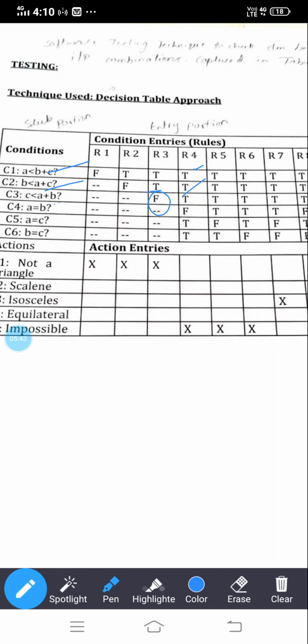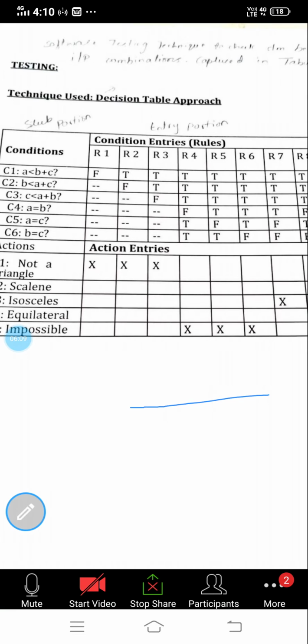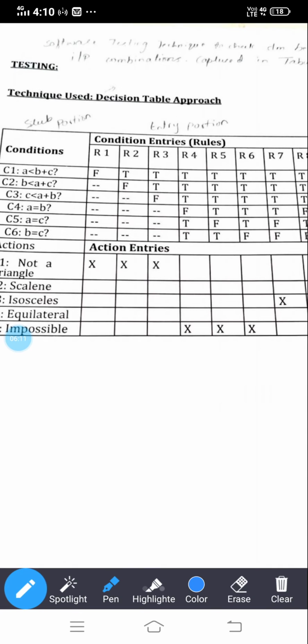All three conditions are true. First three conditions C1, C2, C3 are true. That means the triangle can be formed. If the triangle can be formed, then you have to determine what kind of triangle it is. So you will check A equal to C and B equal to C, but A is not equal to B. That is not possible at all, so you have to mark impossible. Like this, you have to check for all the conditions.